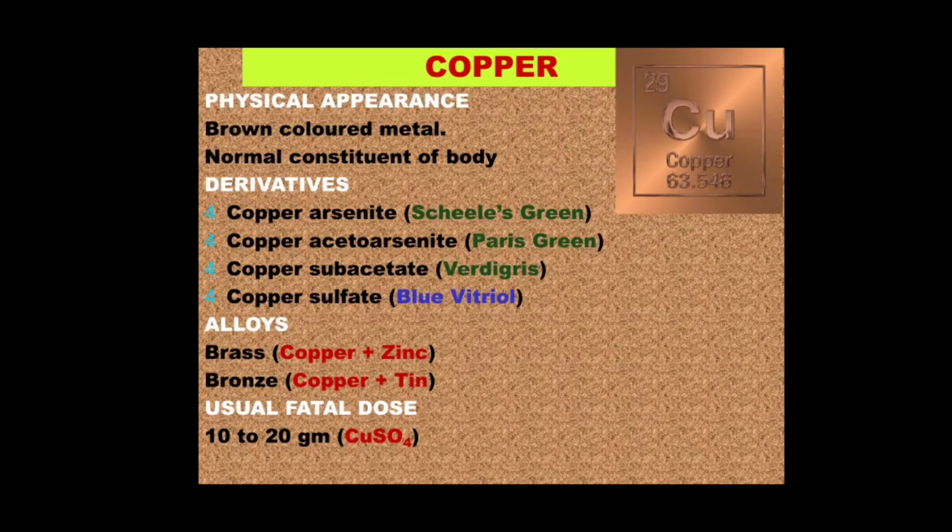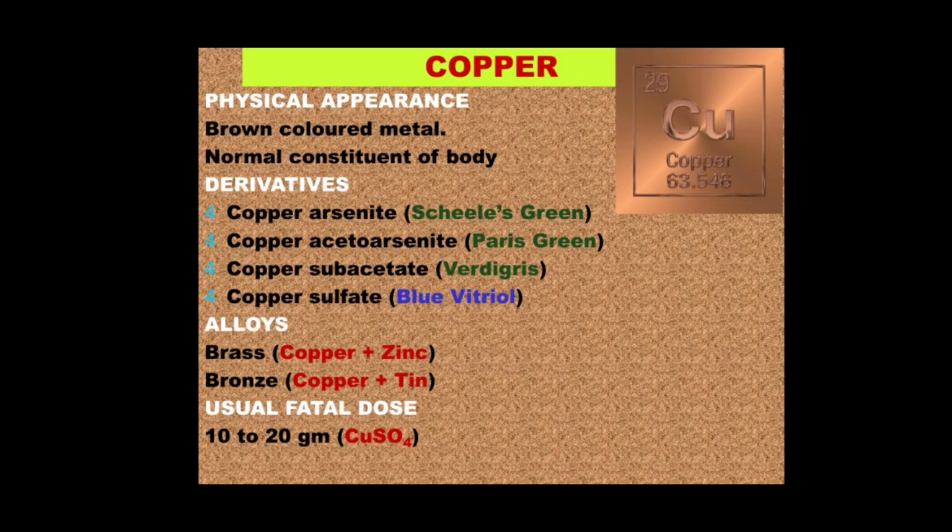But first, the metal itself, copper, brown colored, and as I said, a normal constituent of the body. There are a number of derivatives which are important in toxicology, like copper arsenite, which is called Shields green, copper acetoarsenite, which is Paris green, copper subacetate, which is verdigris, and copper sulfate, which is blue vitriol. The first three are greenish in color, different shades. Very nice to look at. I'll show you some images.